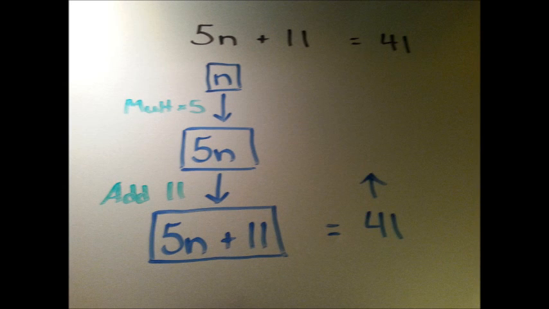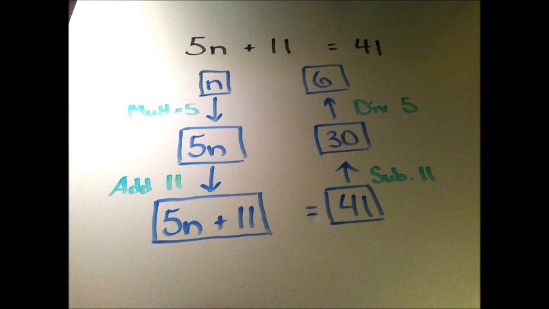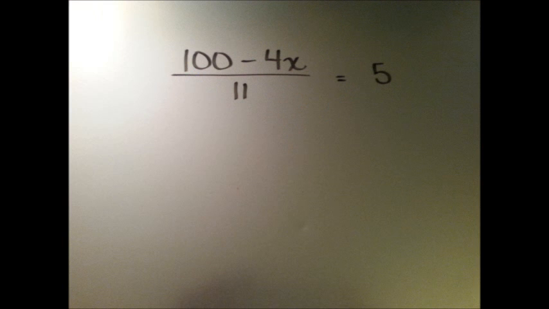In order to solve, we're going to work our way back up the flowchart, undoing each stage. So to undo adding 11, we'll subtract 11. 41 subtracting 11 gives us 30. To undo multiplying by 5, we're going to divide by 5. Now we've reached the stage where we were talking about our single n, and it turns out that that single n is equal to 6.